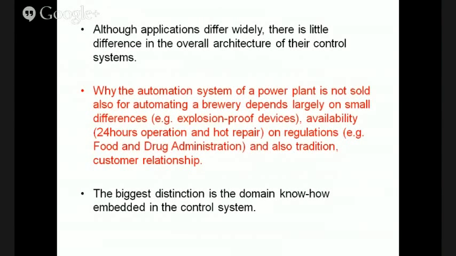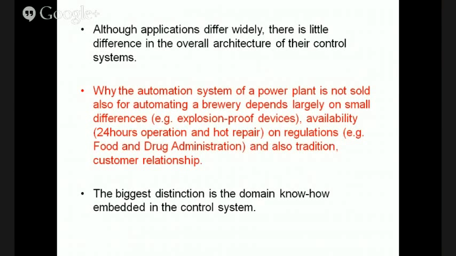For example, explosion proof devices. Availability, 24 hours operation and hot repair. Regulations, for example, Food and Drug Administration, and also traditional customer relationship. The biggest distinction is the domain know-how embedded in the control system. So this is how you have to define what the application is.